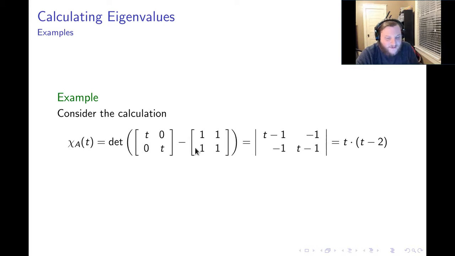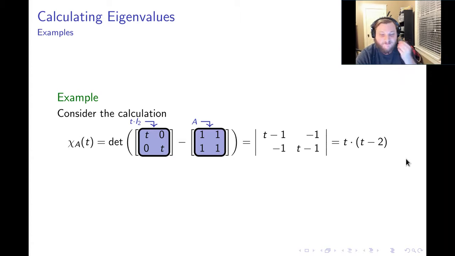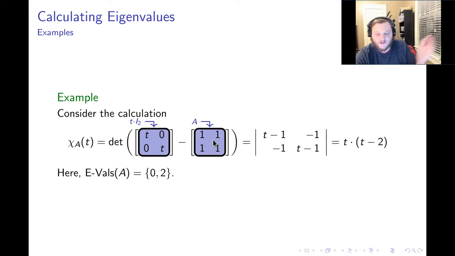Here, I'm calculating the characteristic polynomial of this 2 by 2 matrix that's filled with all ones. So here I have t times the identity minus A. When I take my appropriate determinant, I end up with t multiplied by the quantity t minus 2. This is already factored for me, and what I'm finding is that the roots of this characteristic polynomial are 0, so t equals 0, and t equals 2. This means that the eigenvalues of this matrix, the 2 by 2 matrix where all the entries are equal to 1, are 0 and 2. This is our first eigenvalue calculation. It's very exciting.